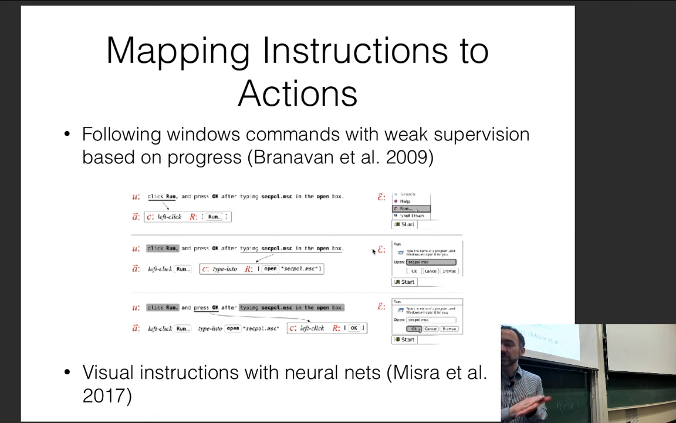There's also visual instructions with neural networks. Misra et al. has a nice example of this as well.